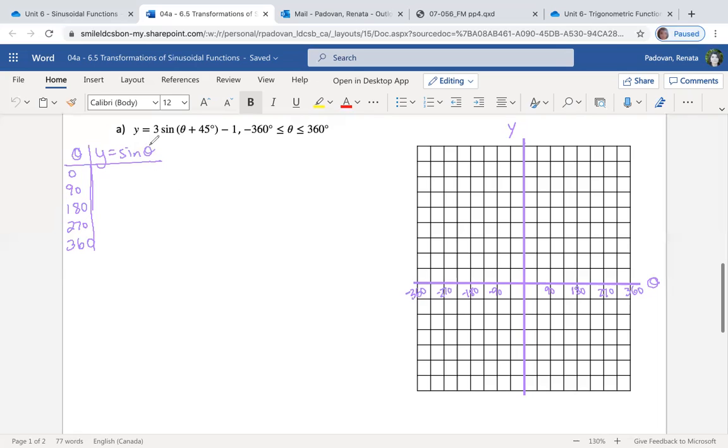So again, if you just plug that into your calculator, what is sine of 0? 0. What is sine of 90 degrees? You'll get 1. What is sine of 180? 0. Sine of 270, negative 1, and sine of 360, you would get back to 0. And I'm going to use that to draw this. So I'm at 0, 0 here. Let's use a different color.